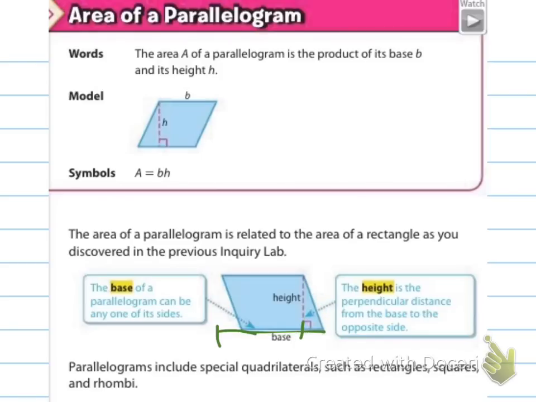So the base of the parallelogram can be any one of its sides, and then the height is the perpendicular distance from the base to the top. Okay, perpendicular means that little 90-degree angle there. Parallelograms include special quadrilaterals such as rectangles, squares, and rhombi.